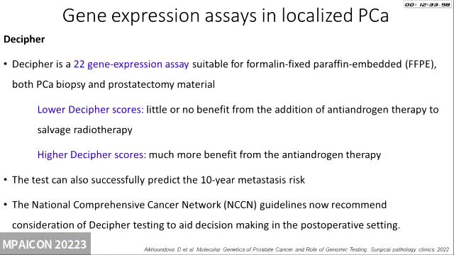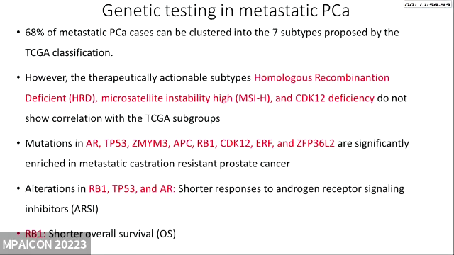So let's have a look at one such assay, which is the Decipher assay, a 22-gene expression assay, where, like Oncotype DX in breast cancer, a lower Decipher score tells you that there is little or no benefit from addition of anti-androgen therapy to salvage radiotherapy, and higher Decipher scores tell you that there are benefits associated with anti-androgen therapy. The test can also successfully predict 10-year metastasis risk. So this is about gene expression assays in localized prostate cancer.